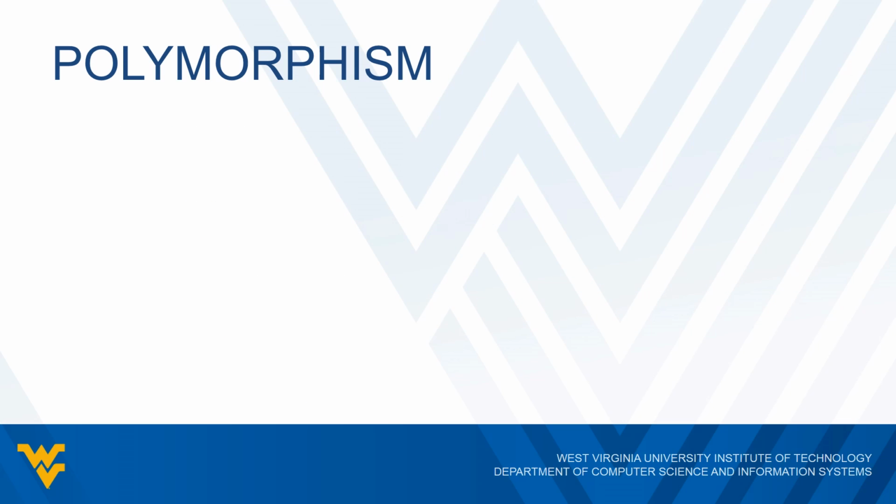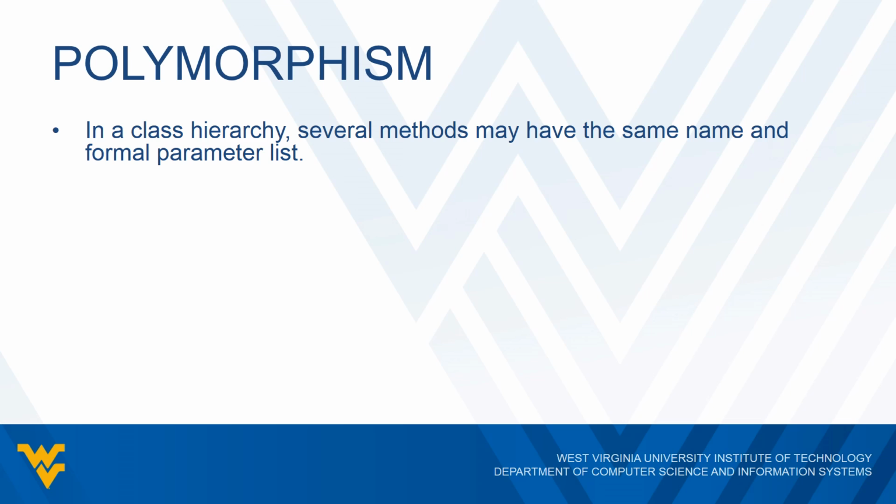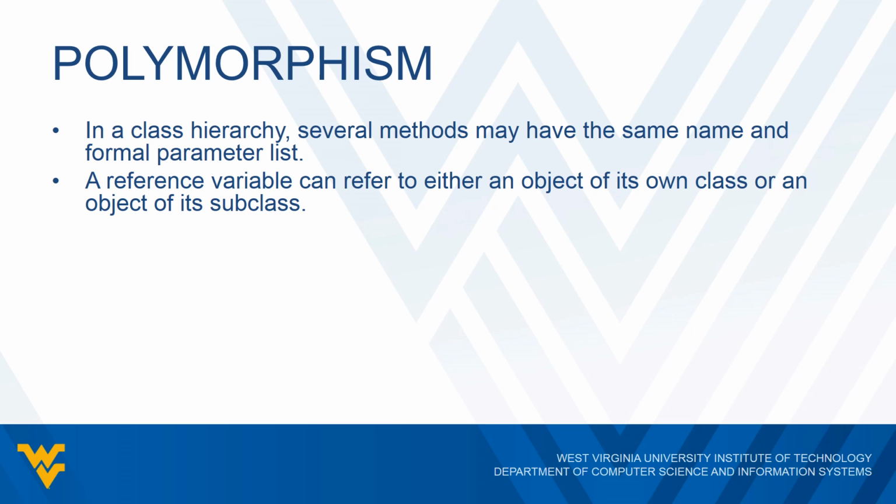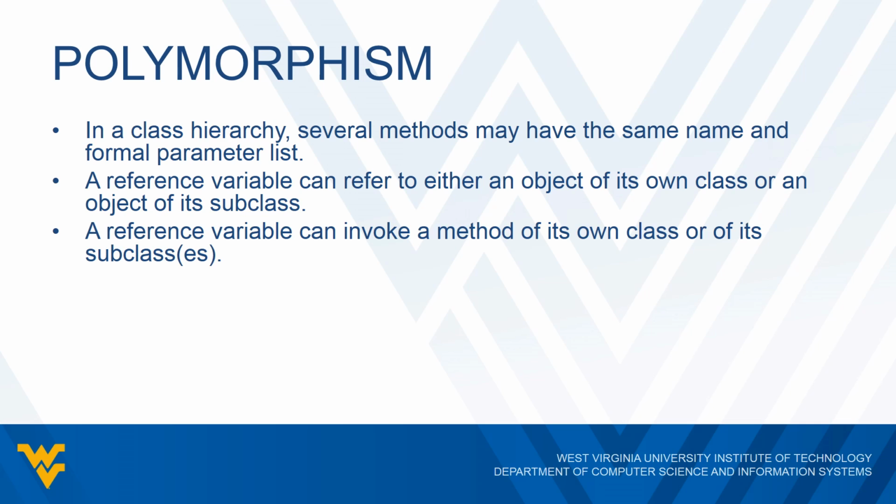In a class hierarchy, several methods may have the same name and the same formal parameter list. This is not as uncommon as you think. Also, a reference variable of a class can refer to either an object of its own class, or it can refer to an object of its subclass. So we have reference variables that can refer to either one. So therefore, this means that a reference variable can invoke, or in other words, execute, a method of its own class, or it can execute a method of its subclass or its subclasses.